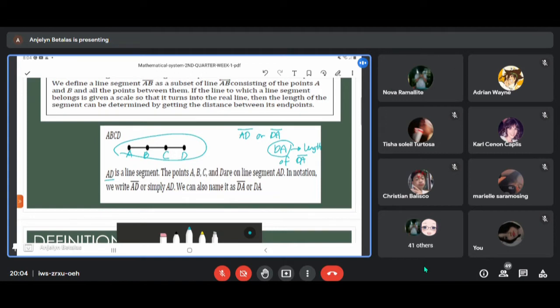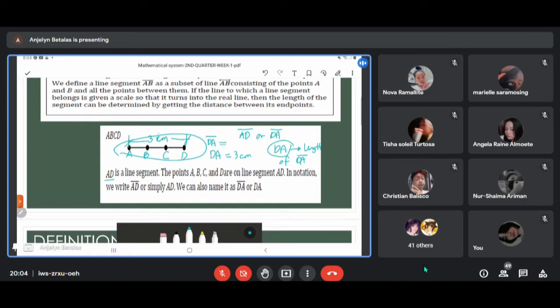Example, this measures 3 inches, or 3 centimeters. So you can say that the length of DA is 3 centimeters. Segment DA is congruent. This symbol means congruent to segment DA.